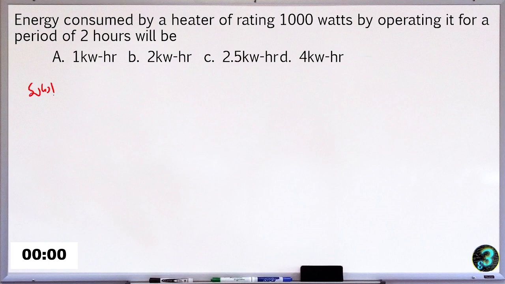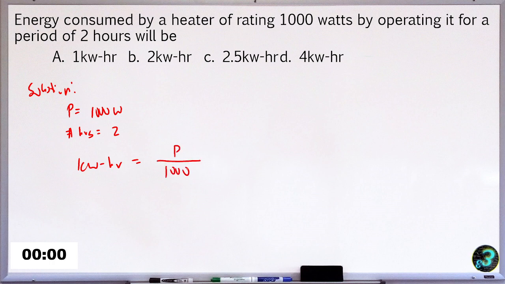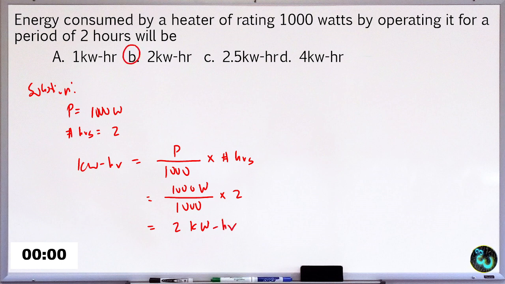Okay, solution. For this one, your power is 1000 watts and the number of hours is equal to 2. To get the kilowatt hour, you divide the power by 1000 and multiply by the number of hours. So you have 1000 watts divided by 1000 times 2. 1000 divided by 1000 is 1, so 1 times 2, so your answer is 2 kilowatt hour, which is letter B. Okay, next.